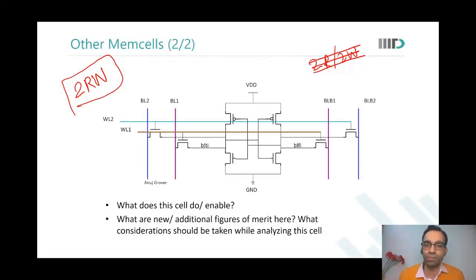Then there are two ports. So this enables parallel access to the memory from two different processors. Can you think of the new figures of merit that will come into picture here?